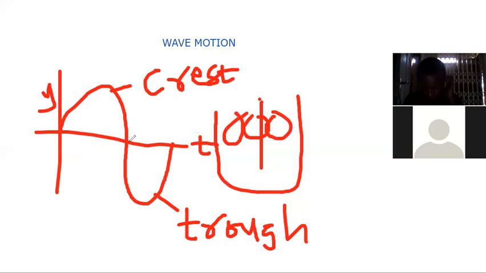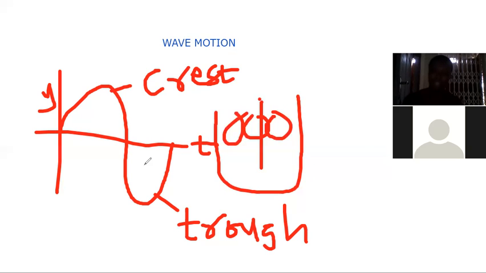Please, are you getting it? So this one is the displacement, and this one will be the time it takes for the maximum displacement, or the time direction of the travel of the wave.